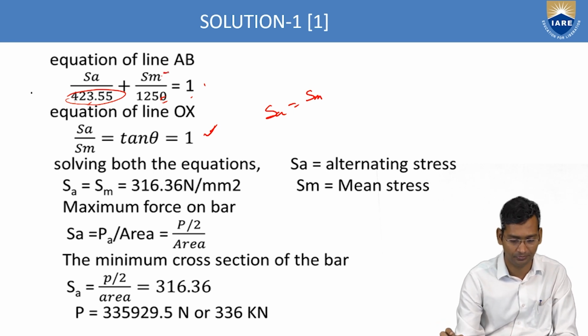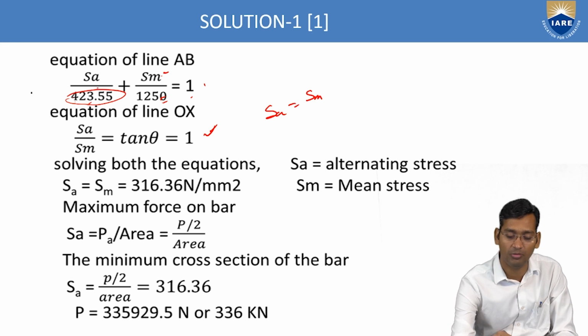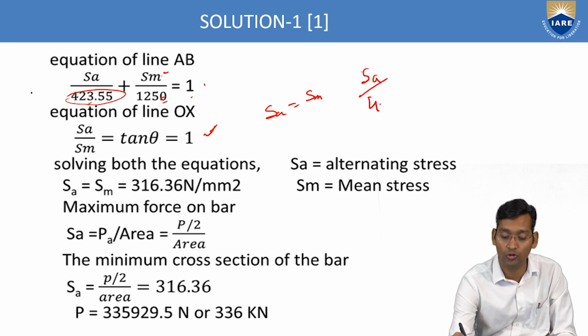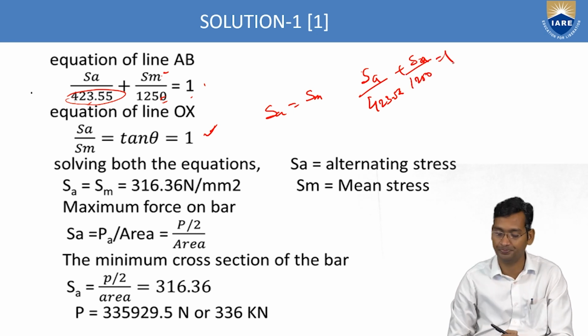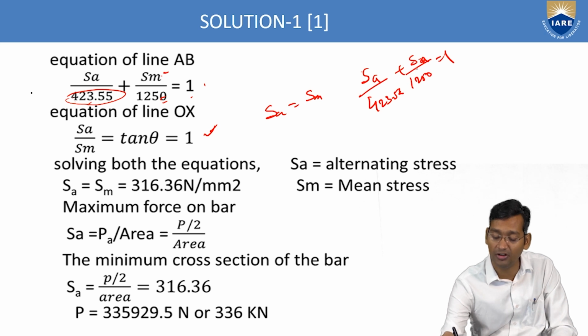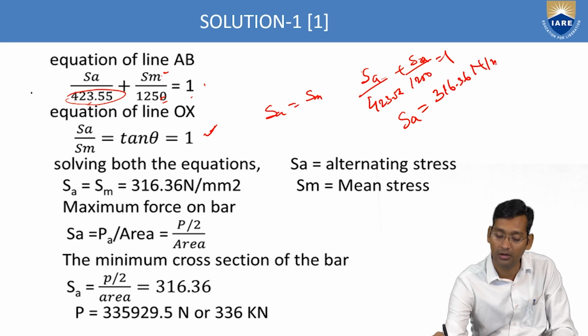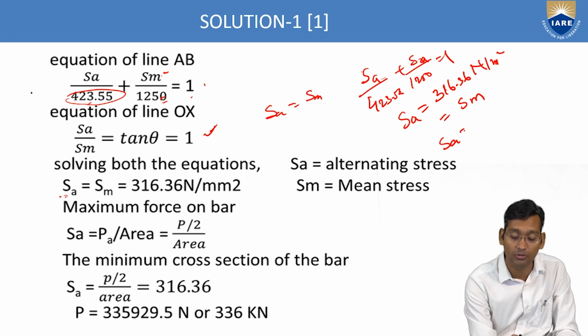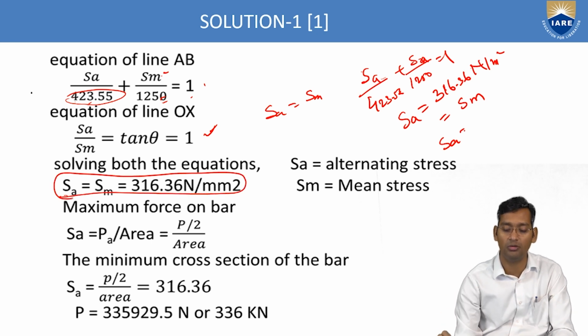After replacing, you can replace either SA or SM. So I'm replacing SM with SA: SA by 1250 equals 1 after the 423.55 plus SA term. Right. So after taking this, just take LCM and simplify. Then you will get SA equals 316.36 Newton per mm square, and that is also equal to SM. Or simply you can say SA equals SM equals 316.36 Newton per mm square.